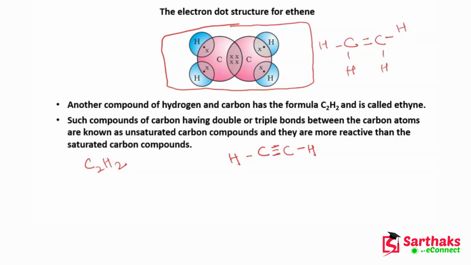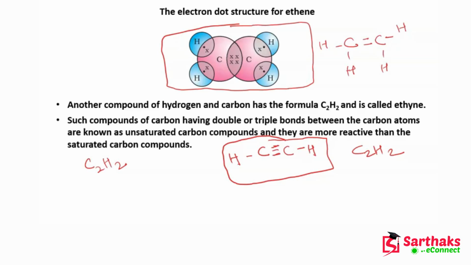Triple bond. Now if I check further, I will see that the valencies are satisfied because carbon has 4 valencies: 1 2 3 4, which means all 4 valencies are satisfied. So this is the structure of ethyne, C2H2. I hope this point is clear to you.